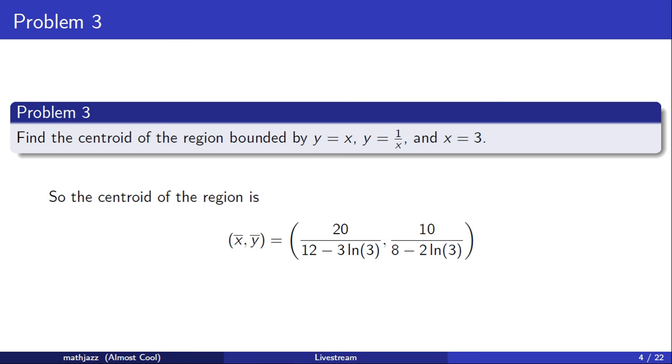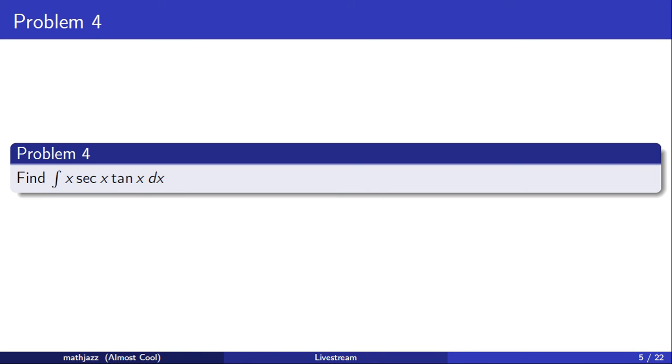Okay, so that's problem 3. Let's move to problem 4. We're going to find the antiderivative of x times secant x times tangent x with respect to x. This is a bit of a tricky one, but we can do this with integration by parts.